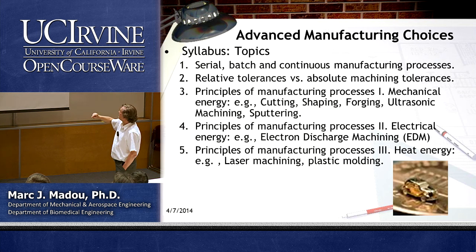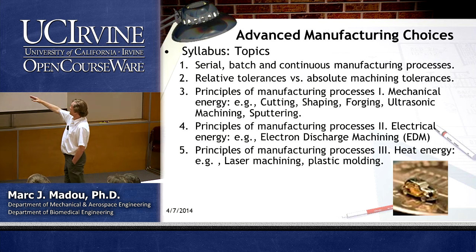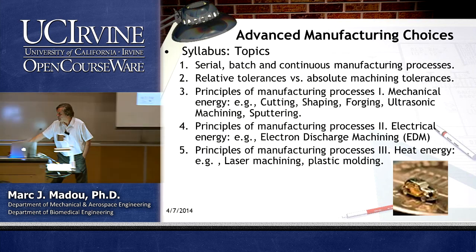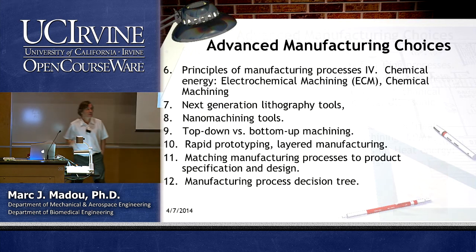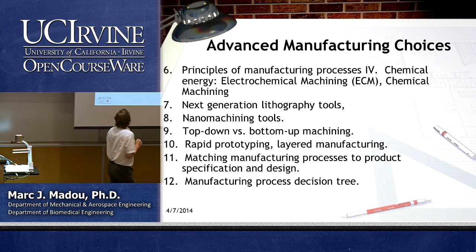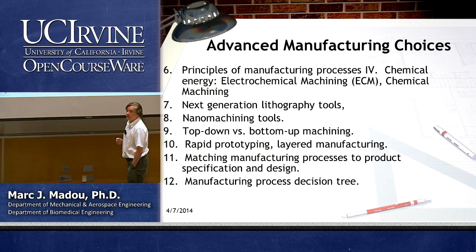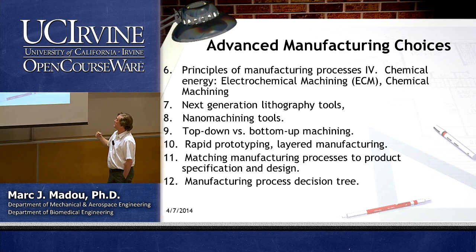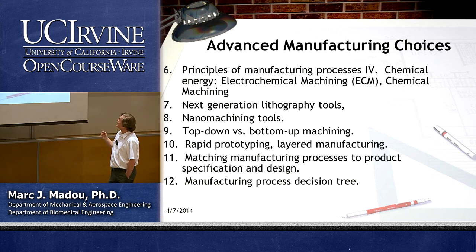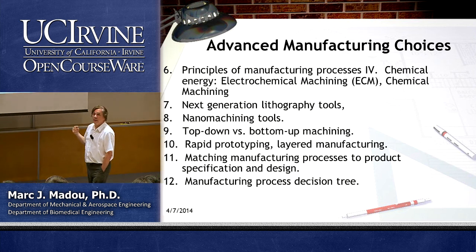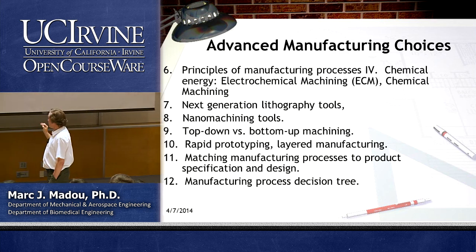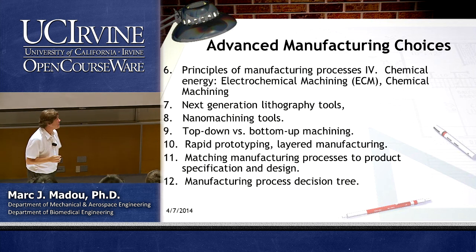Yet another category is heat energy, laser machining, plastic molding are examples there. By the way, all of that is on the web, right? So you know where to find that. Then yet another, group 4, is chemical energy. And as an example, we'll deal with electrochemical machining, ECM, and chemical machining. I will then cover in one class next generation lithography tools.